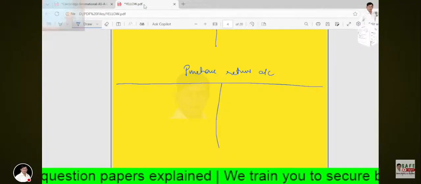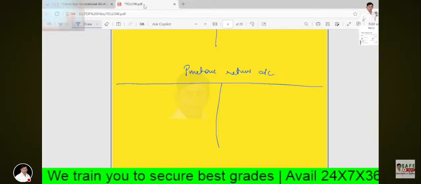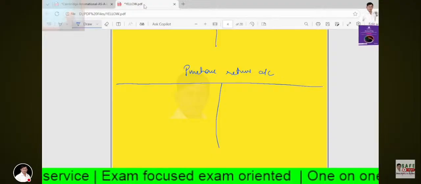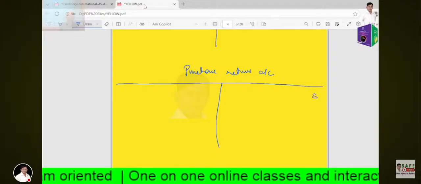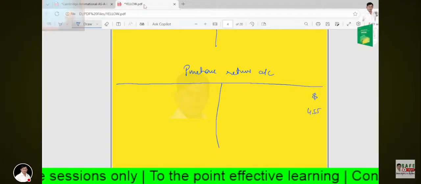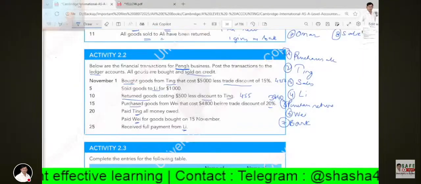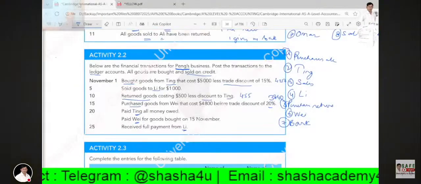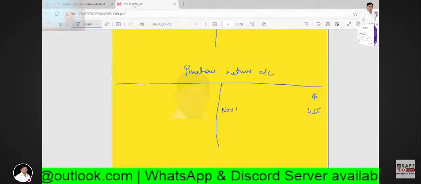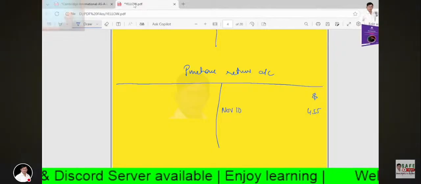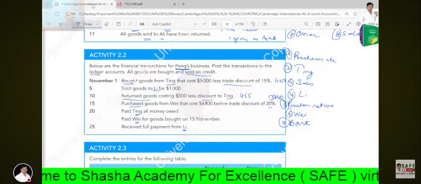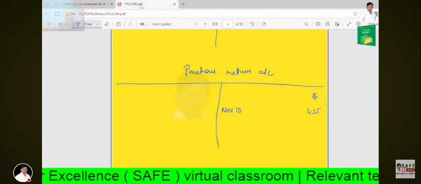So what is the value? 455. Purchases is a debit, so it is always a debit balance. Purchase returns is the reverse of purchases, so it's a credit. 455. What date did we return? We returned on November 10. To whom have we returned? We have returned to Tinge.